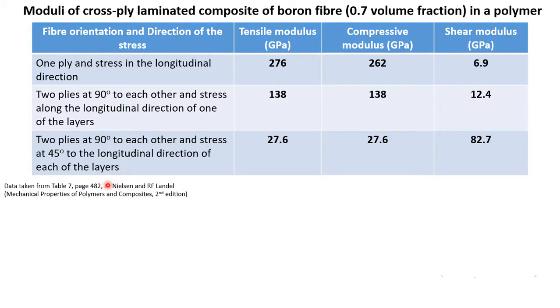Now 2 plies at 90 degrees to each other and stress being applied at 45 degrees to the longitudinal direction of each of the layers. So now the 2 plies are in the cross ply orientation, but the stress is being applied at 45 degrees to both of the layers. In this case, the tensile modulus has reduced considerably. Similarly, compressive modulus has also reduced, but we see that shear modulus actually has increased.